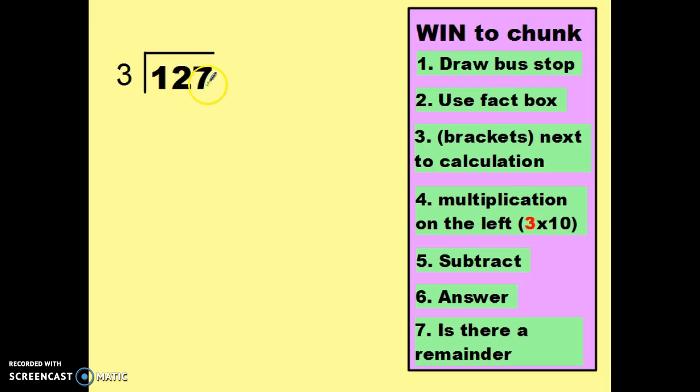Okay, for the final one, I want you to follow along and try and have a go at home. I will run through it as well to help you. First thing we do is draw the bus stop. We put the number we're dividing into inside the bus stop and the number we're dividing by on the left.